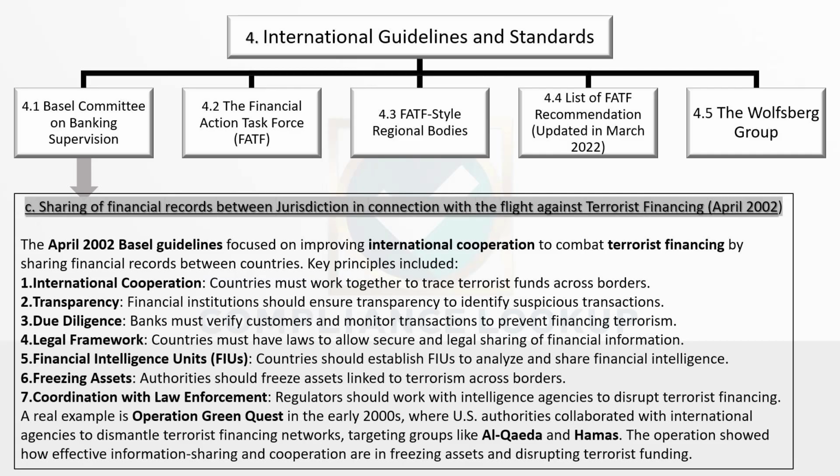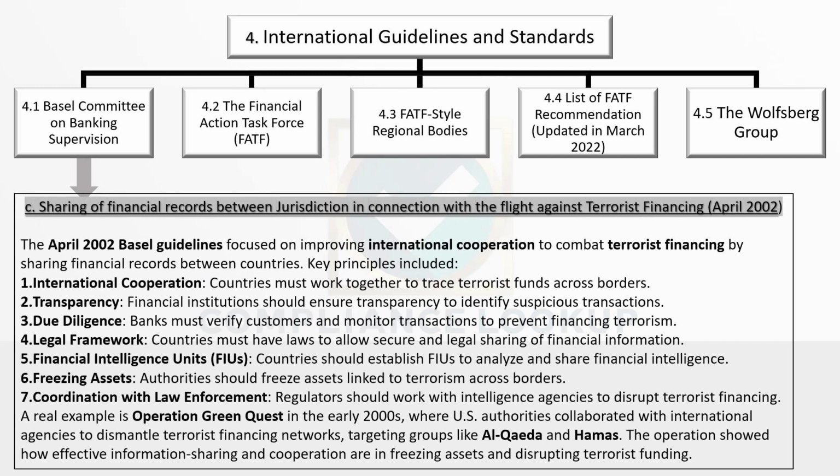4. Legal and regulatory framework for sharing information. Principal: jurisdictions must have laws that allow financial information related to terrorist financing to be shared with foreign authorities in a legal and secure manner. This includes ensuring that data protection and privacy laws are balanced with the need for transparency in counter-terrorism efforts.